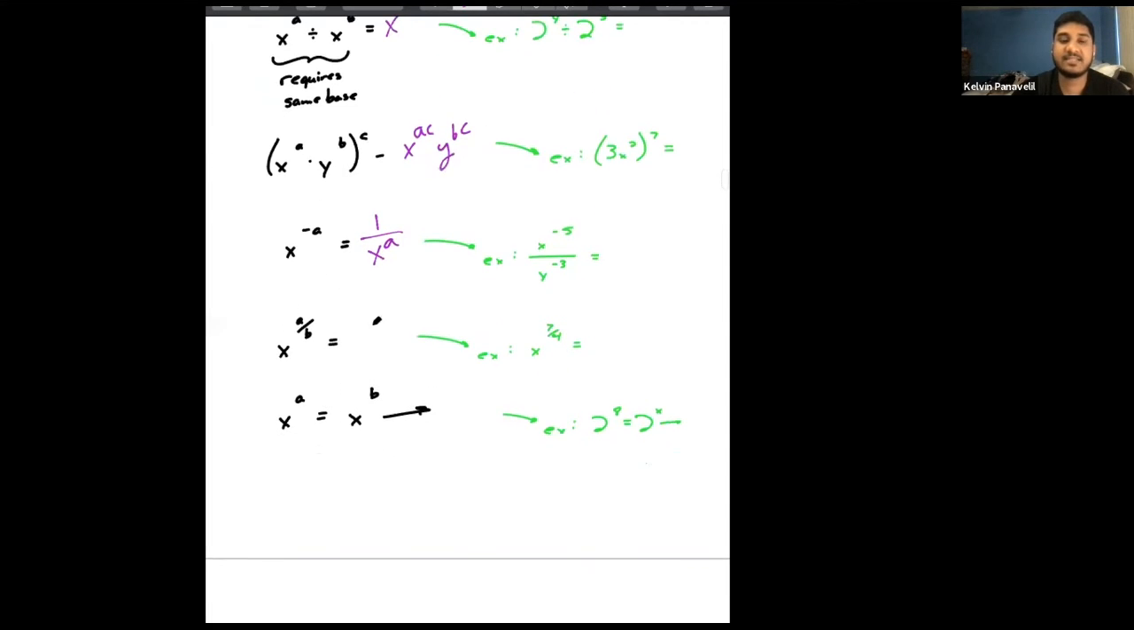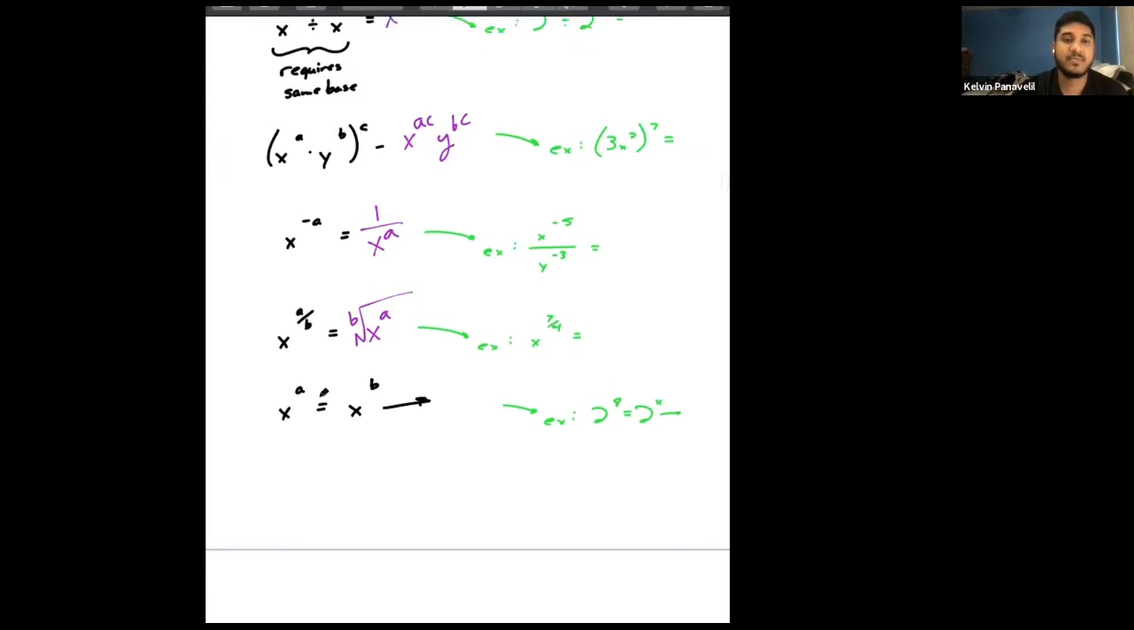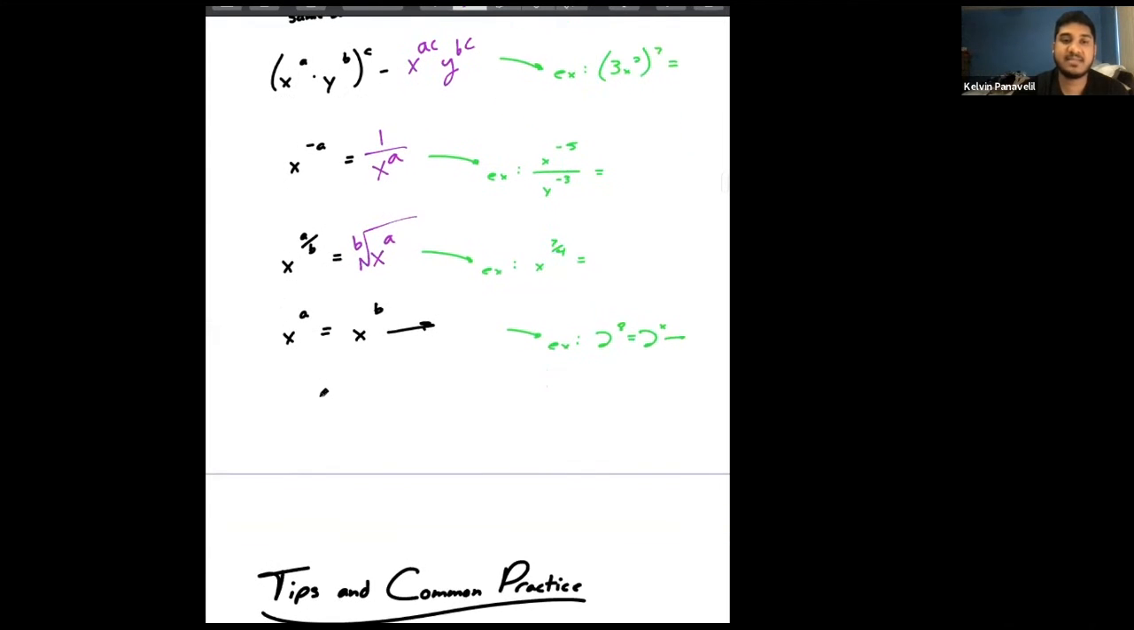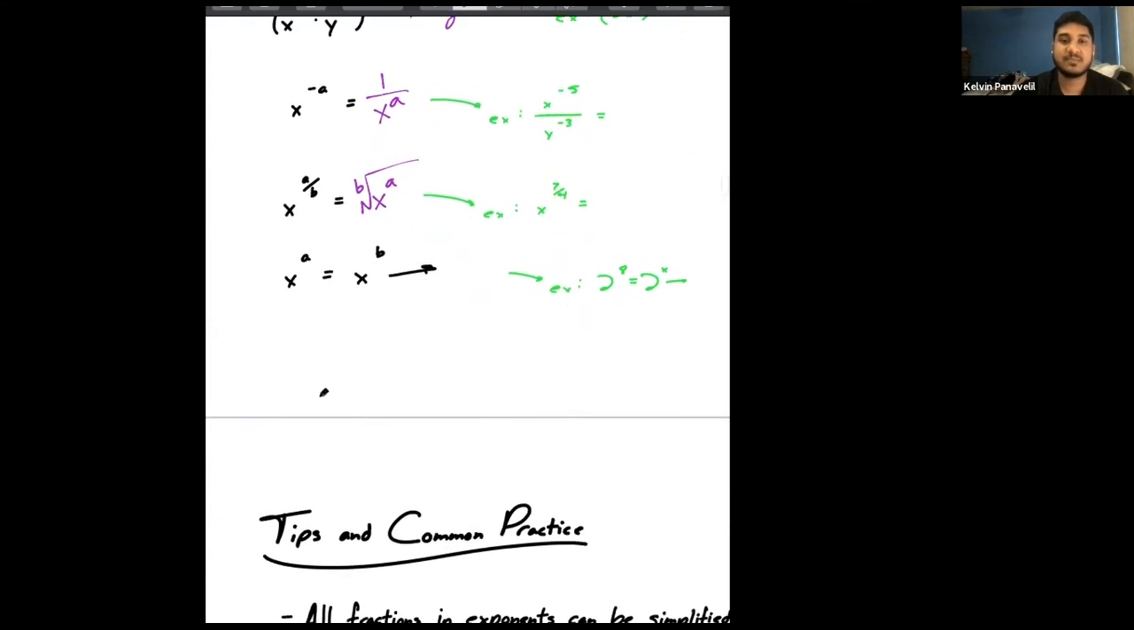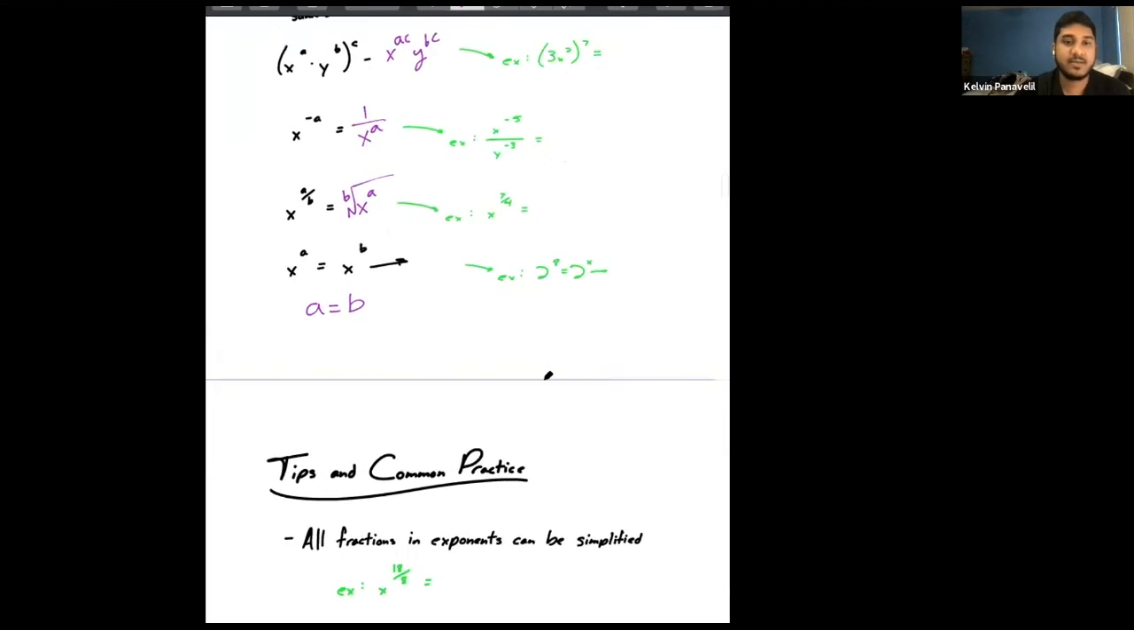And then this next example, anytime you have a fraction as an exponent, just remember power over root. So it'd be the b-th root of x to the a. And then finally, when you have the same base, you can set the exponents equal to each other, so a would equal b. And those are practice questions that we did. Hopefully you were here last week. If not, make sure you check the recap with the annotations.